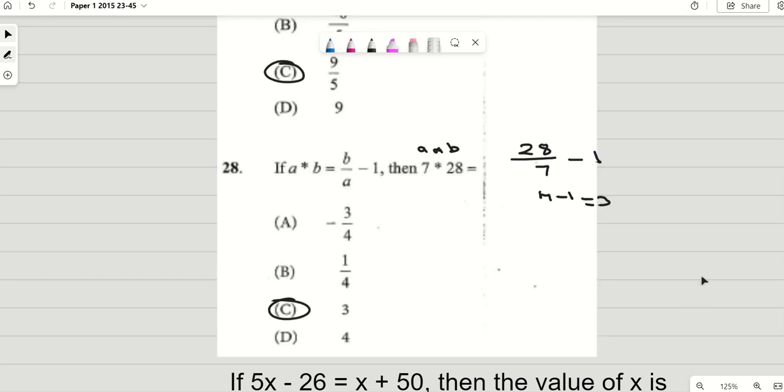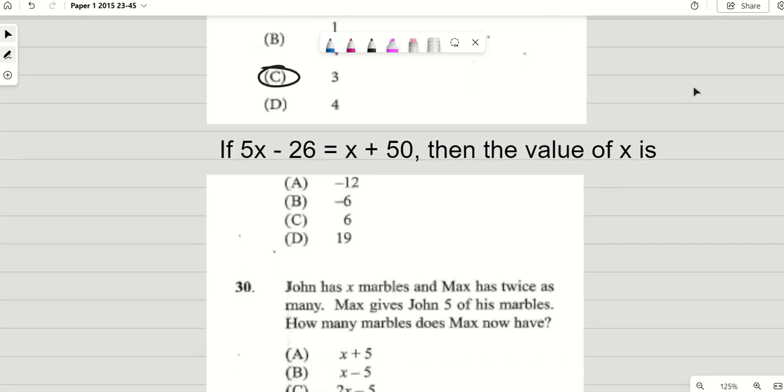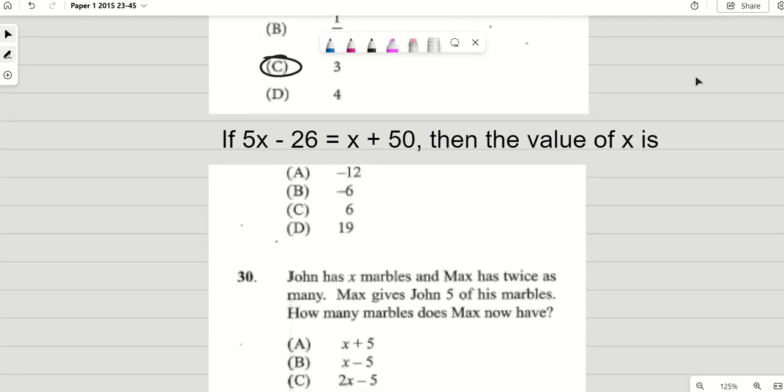Right, this is the question. If 5x minus 26 is equal to x plus 50, then the value of x is, first off, we're going to make x the subject. So that's 5x minus 26 is equal to x plus 50. So that's 5x. We carry across x over here, so that's 5x minus x. We carry across this negative 26 as equals to 50. If you carry across negative 26, it'll turn to plus 26.